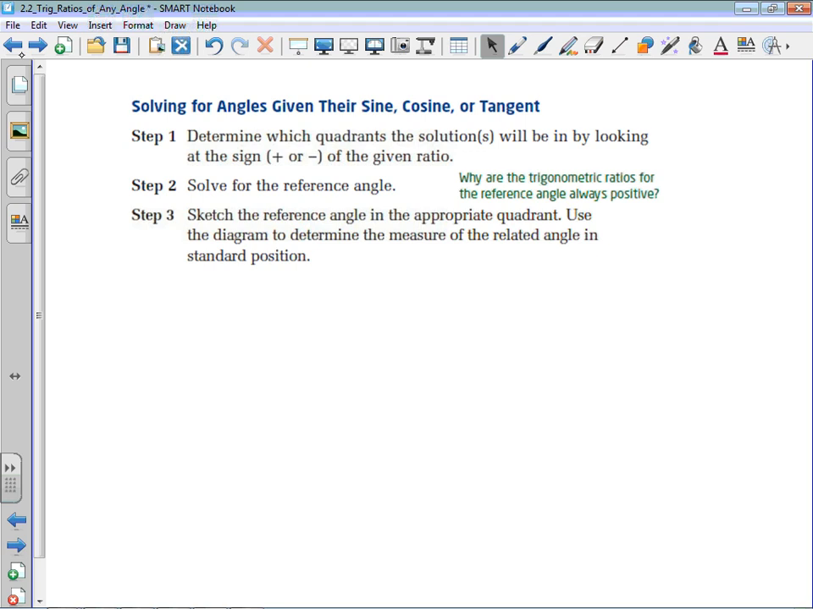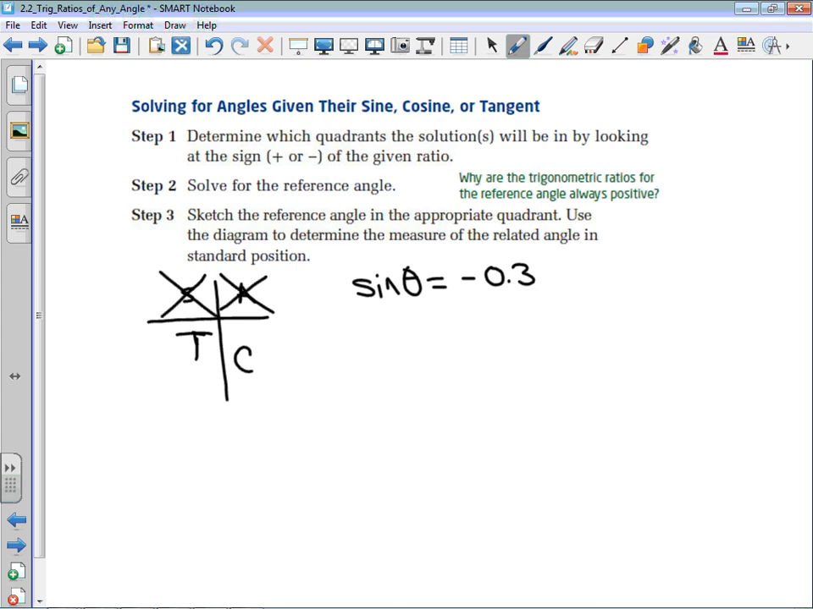So step 1 tells us to determine which quadrants the solutions will be in by looking at the positive or negative sign. That is essentially CAST. CAST tells us where things are positive. So let's just say as an example, if sine theta was equal to negative 0.3, I would know right away it can't be in quadrant 1 or quadrant 2 because sine is positive in those quadrants.